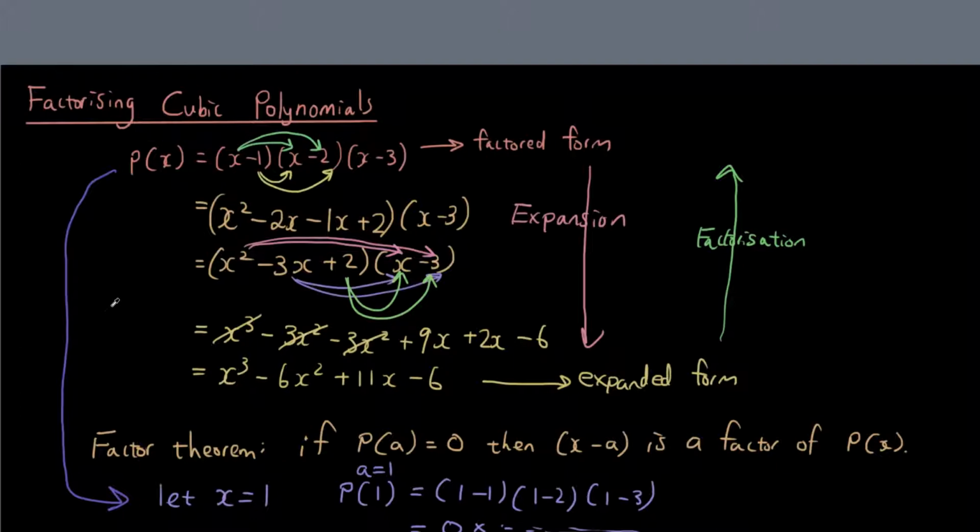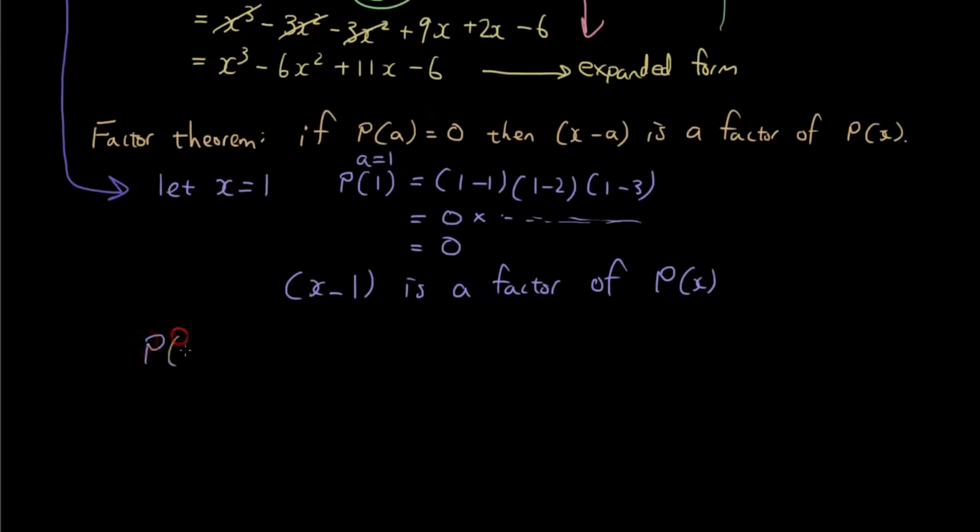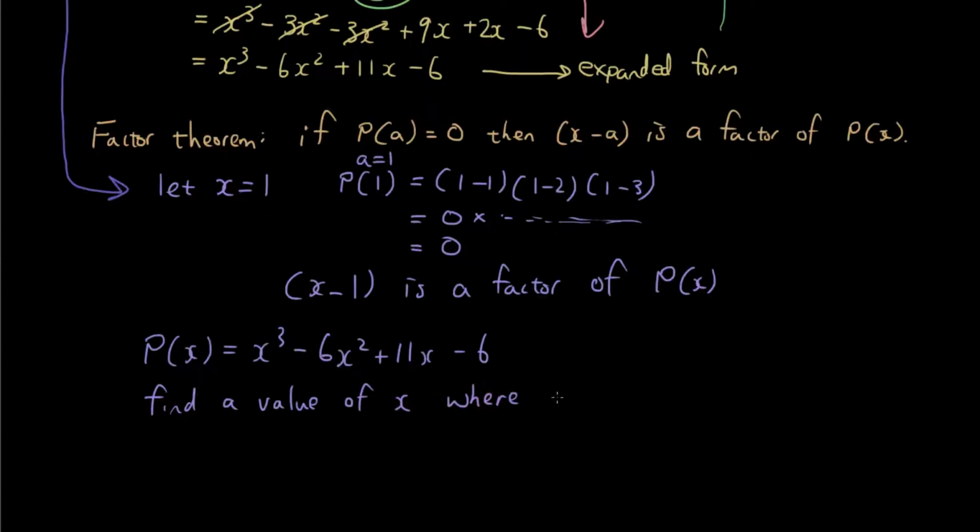So therefore, basically, to factorize it, we have the equation p(x) equals x cubed minus 6x squared plus 11x minus 6. To factorize it, you need to go through a guess and check process where you're going to find a value of x where p(x) will become 0.